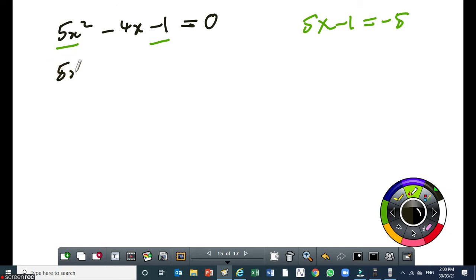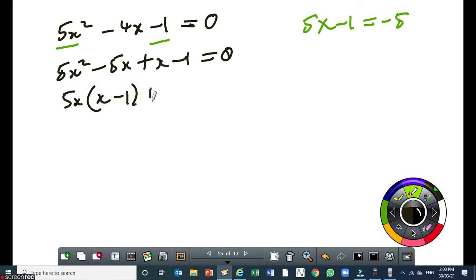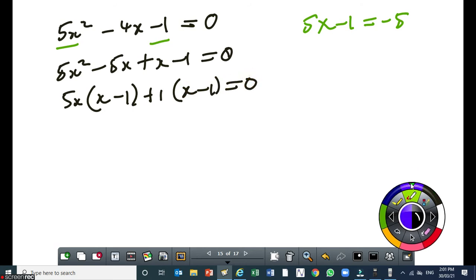So I can write it as 5x squared minus 5x plus x minus 1 equal to 0. Then I'll get 5x times x minus 1 plus 1 times x minus 1 equal to 0. Remember, the objective is once you factorize, from this step here, once you take out a common factor, you create this binomial factor. You must also create the same binomial factor here. Following? Okay? Then, once you get here, you should be smiling.